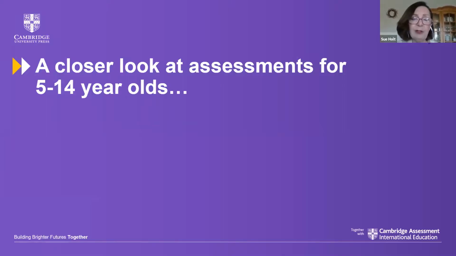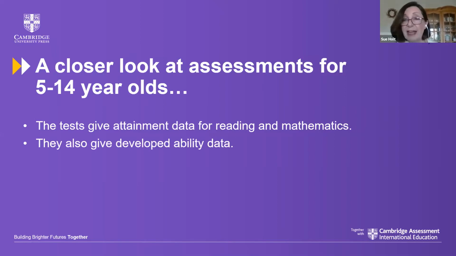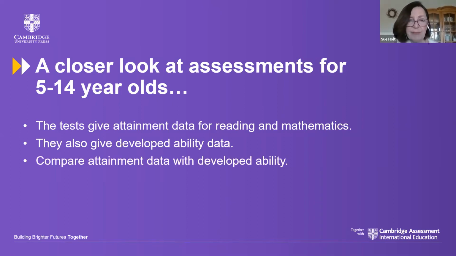Now we'll have a closer look at the assessments for the, I think I should say 5 to 11-year-olds, the younger students. The tests give attainment data for reading and maths. And they also give that magic bit of data, that developability data, which you can compare with your attainment data. It's really important that you have a look at that attainment data and compare it with the developability, because many students can be missed if you don't have that baseline data.